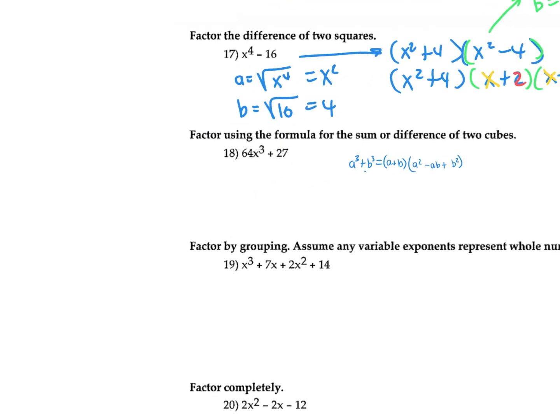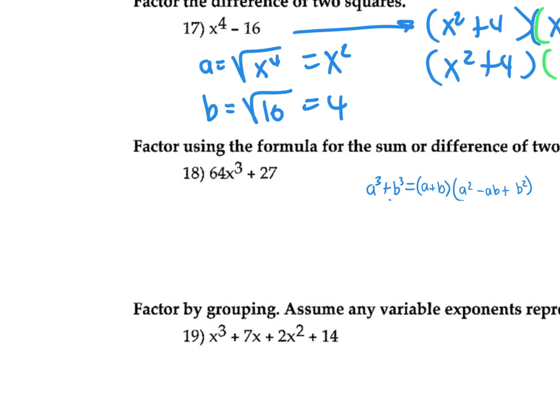So let's take a look. We have clearly a perfect cube here plus another perfect cube. And once again, a in this case would be the cube root of the first term, and b would be the cube root of the second term. The cube root of 27 is like asking what times itself 3 times would give us 27. Well, that would be 3, because let's think about it. 3 times 3 times 3 is 27. The cube root of this one is 4x.